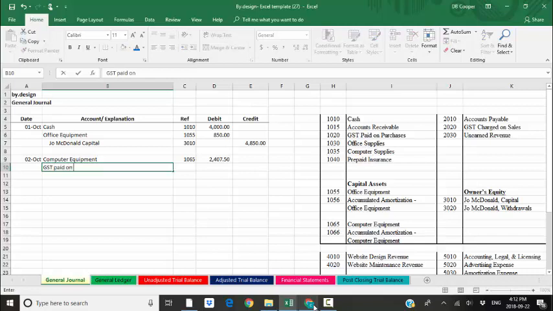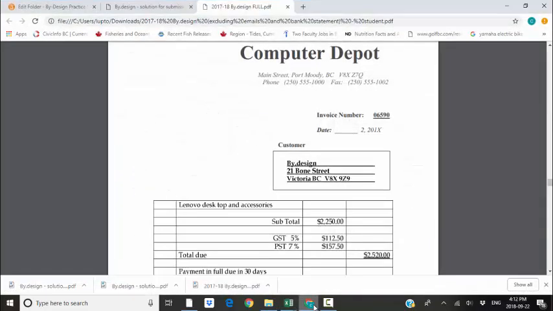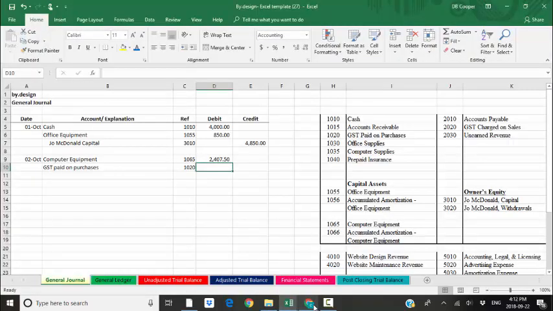Then I have this other asset that I was telling you about, and that's GST paid on purchases. And that's account number 1020, an asset account. So I'm going to set that up as GST paid on purchases, and I'm going to go and find the amount. And the amount is $25.20. No, it isn't. The amount is $112.50.